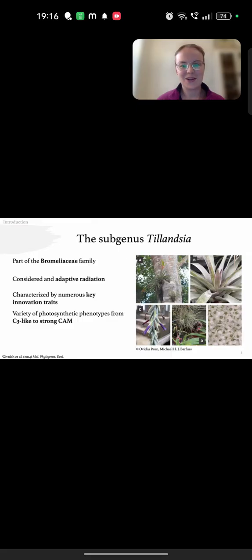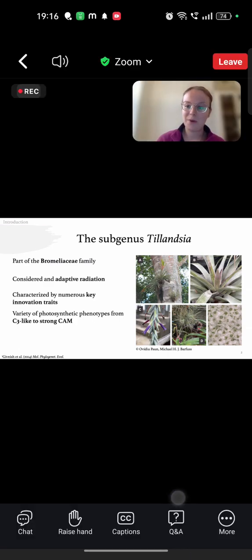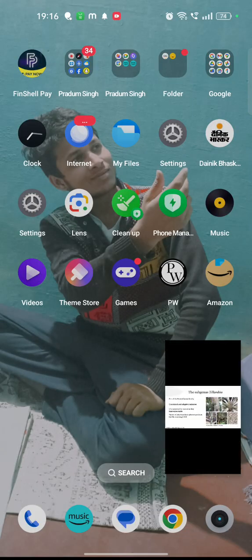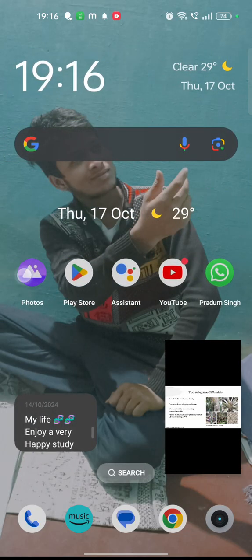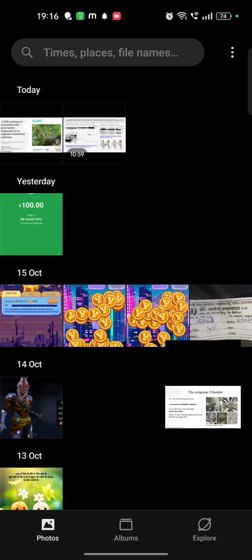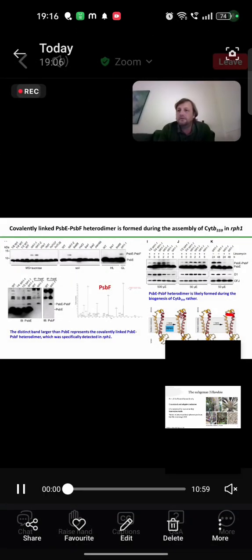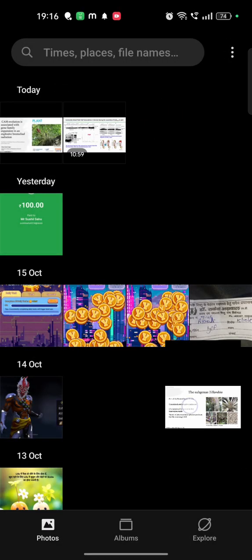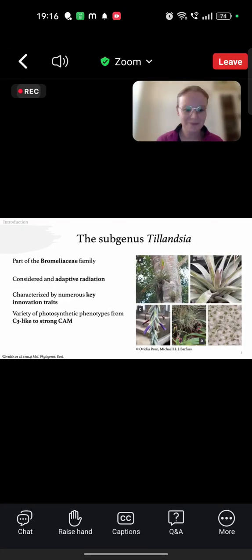So I want to start by introducing the plants that I worked with during my PhD. This is the subgenus Tillandsia. It's a clade of about 250 species that belong to the Bromeliaceae family, also known as the pineapple family. They are considered an adaptive radiation because they diversified very rapidly in the last 2 to 3 million years into hundreds of species. It's not really well understood how this can happen at such rapid rates. So that's a very interesting topic for evolutionary biologists in general.